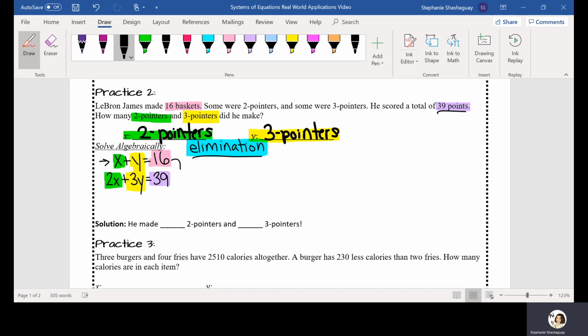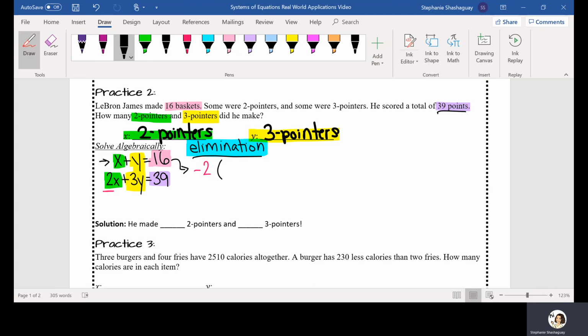So to do that, I'm going to multiply this first equation by a -2. Okay? So I'm going to multiply that equation by a -2, and I can multiply it by any number I want. But I chose a -2 because of this 2 right here. So that was the easiest one. That was the easiest coefficient for me to match. So that's why I chose a -2 instead of just a 3 or a 4 or any other random number.